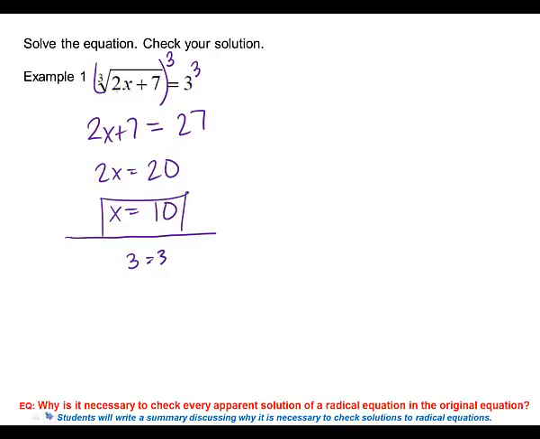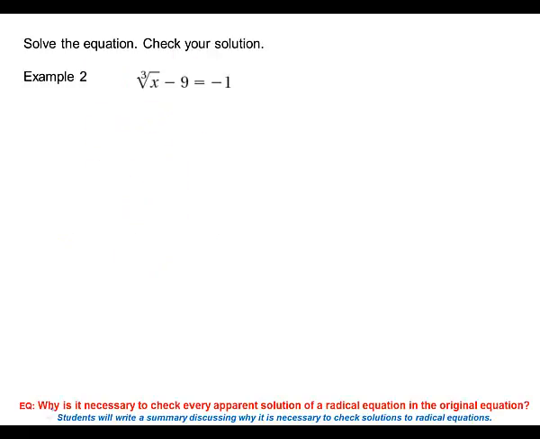All right. Let's try the next one together here. All right, what do we need to do? I've got to get everything off of here. So if there's an add, subtract, multiply or divide, I've got to move it to the other side first. So what am I going to do with that 9? Add it. Good. So we've got the cube root of x equals, when we add 9 to the negative 1, what do we get?